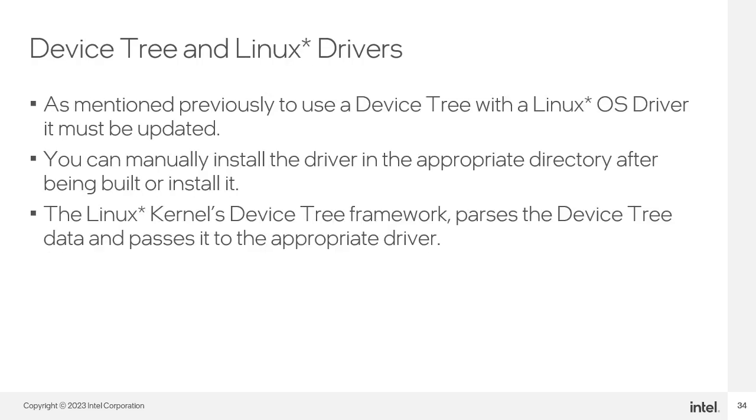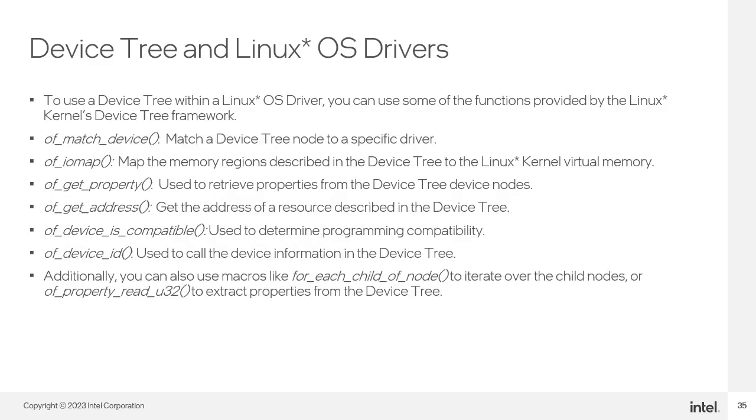As mentioned previously, to use a device tree with a Linux OS driver, it must be updated. You can manually install the driver in the appropriate directory after it is built. The Linux kernel's device tree framework parses the device tree data and passes it to the appropriate driver. To use a device tree within the Linux OS driver, you can use some of the functions provided by the Linux kernel's device tree framework. Let's take a look at a couple of those examples.